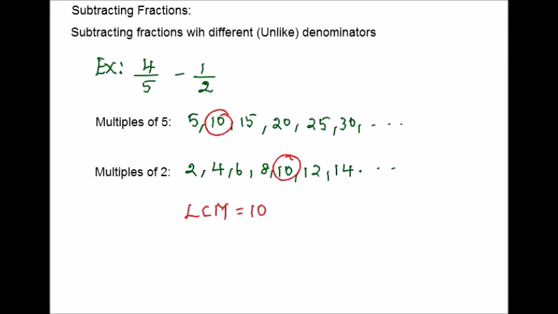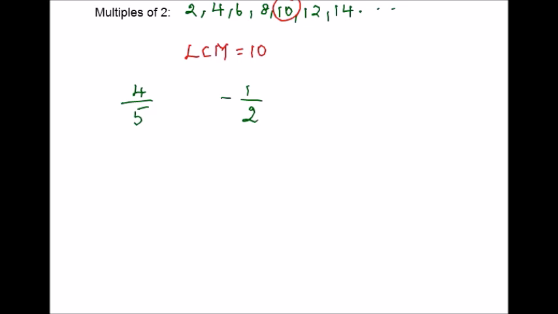Using this least common multiple, we can change both the fractions to a common denominator. Now we will change 4 over 5 and 1 over 2 into their equivalent fractions with denominator 10. That is our least common multiple. 5 times 2 will give you 10. So I am going to multiply the first fraction by 2. 2 times 5 will give you 10. So I am going to multiply the second fraction by 5. Whatever operation you are performing with the denominator, you have to do the same thing with the numerator too. Only then you will be getting an equivalent fraction.